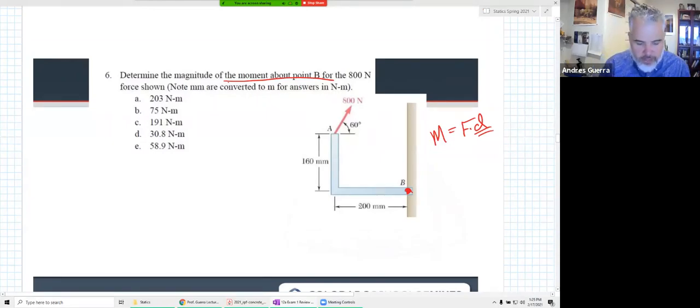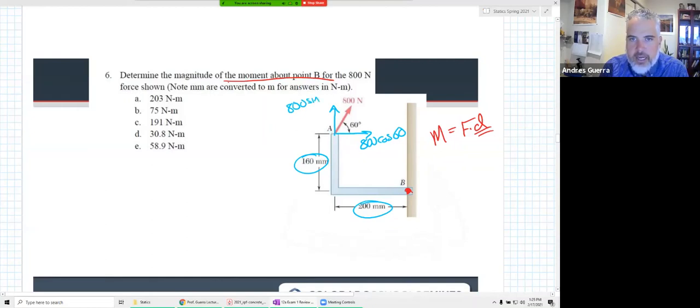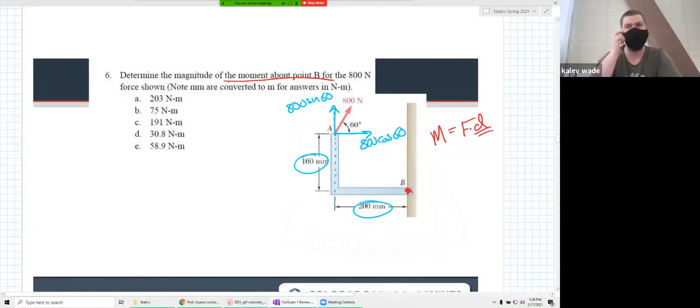Well, if we see something that is at an angle, I am going to look at this 160 millimeters, the 200 millimeters, and say, okay, I know some distances that are horizontal and vertical. So let's break this up into horizontal and vertical. And so this would be 800 times the cosine of 60, and this would be 800 times the sine of 60. And then I just need to figure out, in terms of my right-hand rule, which ones are negative and which are positive for those lines of action.